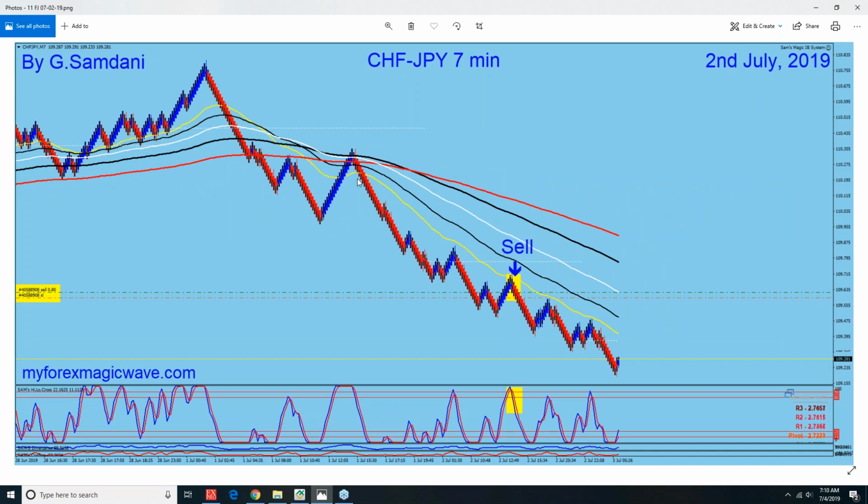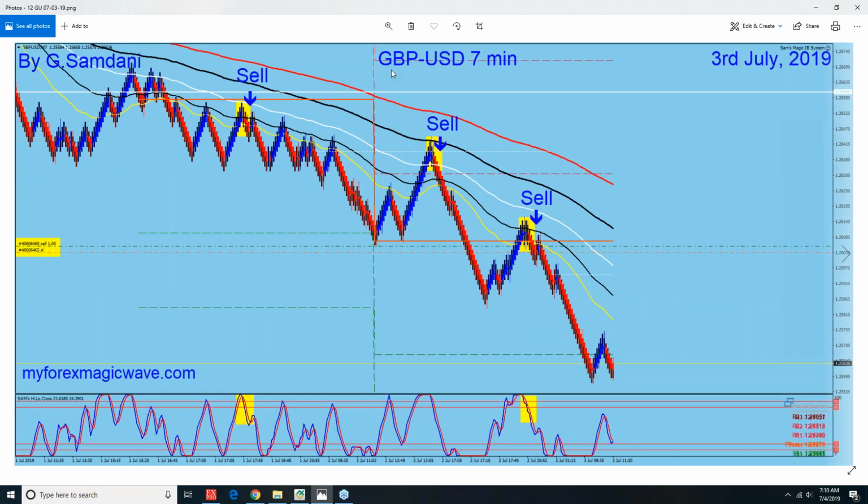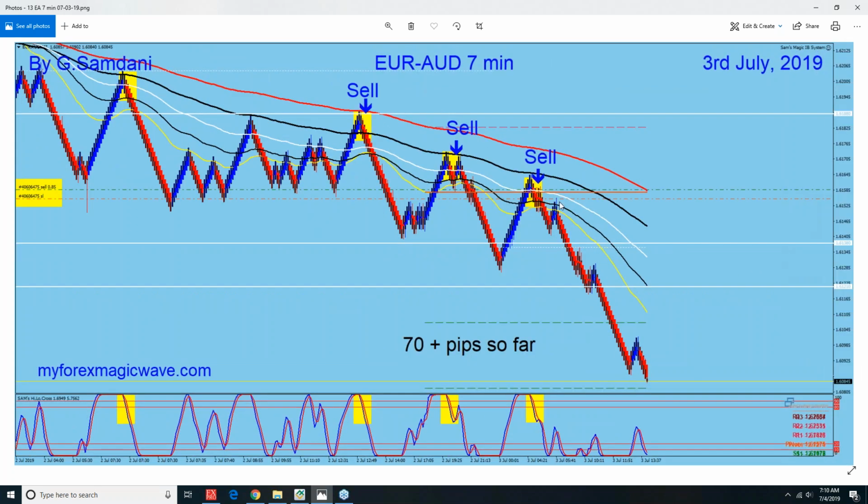Okay, and on the 2nd, this is out of the blue, franc yen. I missed this one. Beautiful entry, beautiful trade, but then this is the one that came through. And then again you see pound USD, another one. This was the trade, and this was all the way down. And then euro Aussie again. This is the one. This went down a long way.